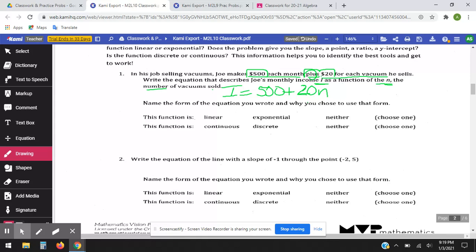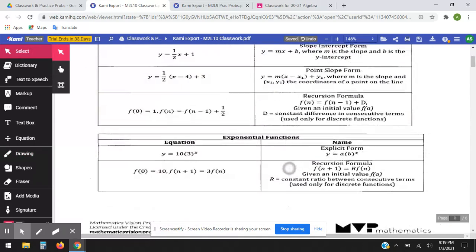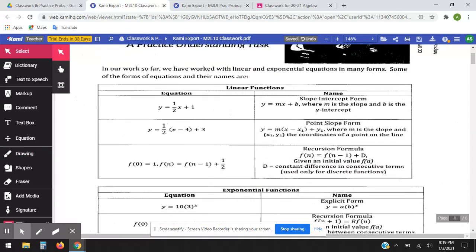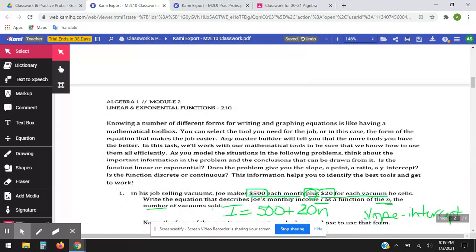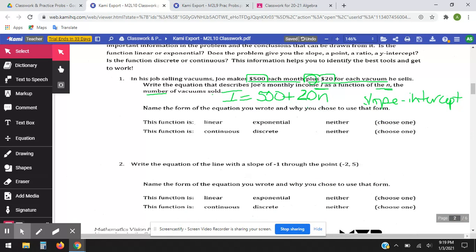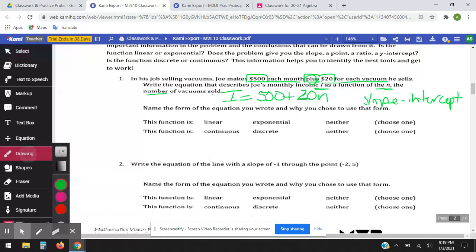Okay, so name the form of the equation you wrote and why you chose that form. Well, this would be a slope intercept. If we go back to that front page, I'm just going to scroll back up here so you can see, since it's linear, either slope intercept, point slope, or recursive. Well, we have a slope, we have a y-intercept, so it is slope-intercept form. Slope-intercept, starting point, that's our y-intercept, and we have our slope. And this function is linear. And if we're selling vacuums, then we have to be discrete. You can't sell half a vacuum.